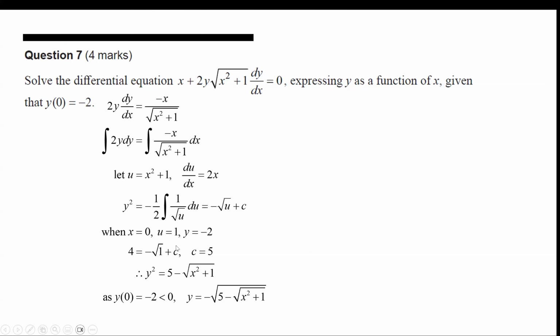When you get the correct C, put it back explicitly in terms of y and x. So you have y squared equals 5 take away root x squared plus 1. But the question has 4 marks, so you probably need to mention a reason. Your initial y value is -2, which is less than 0. So if you isolate y, it can only be a negative square root rather than a positive square root. And the question did ask for y as a function of x. So this is the final answer mark.